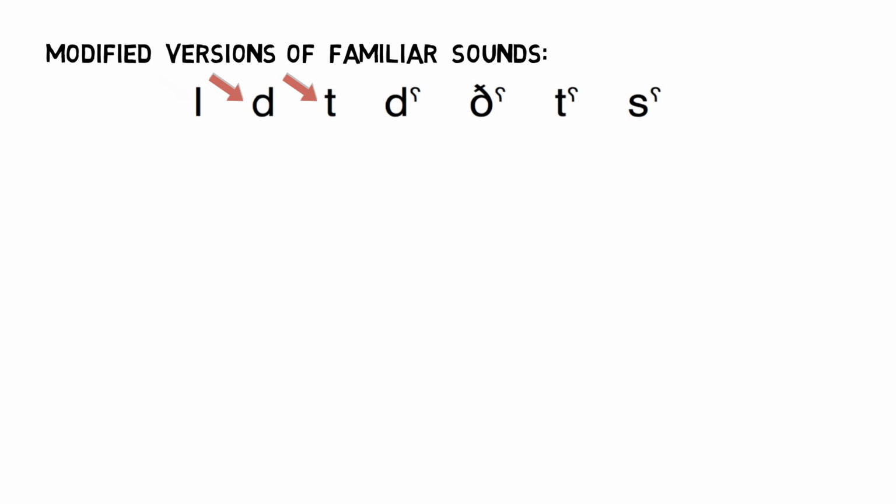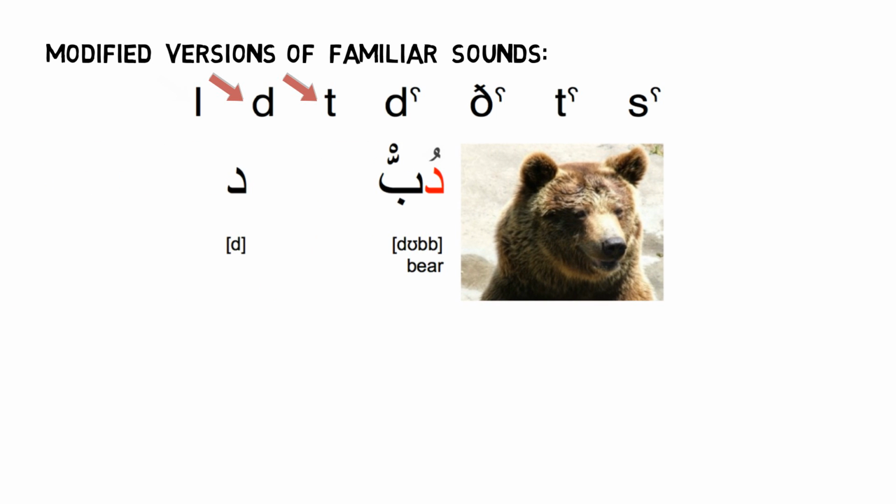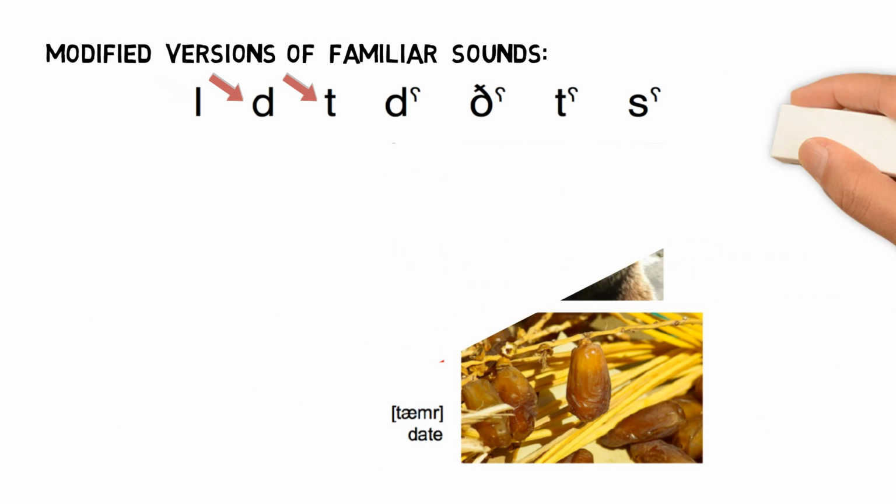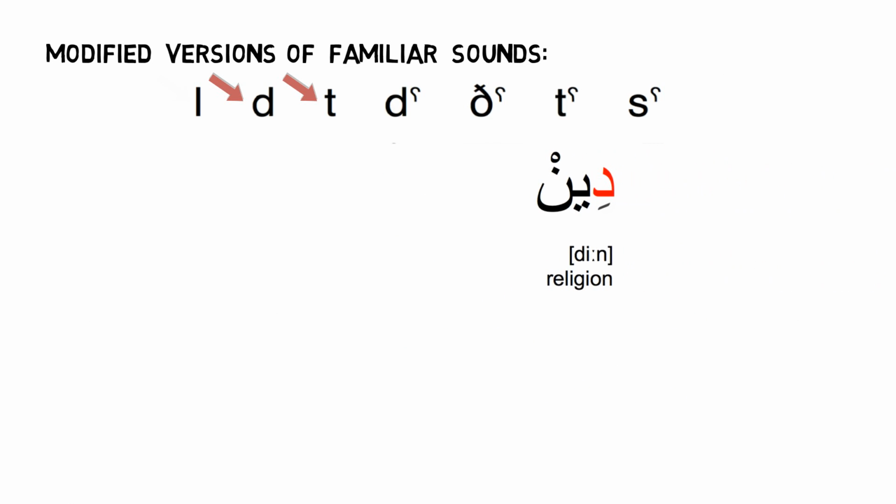Okay, so next, let's talk about 2 consonants that look like a D and a T in IPA. There's D as in dub and T as in tamr. These 2 consonants are slightly different from their English counterparts, mostly in terms of their tongue placement. If you're comparing these consonants between English and Arabic, you can say deen and deen.